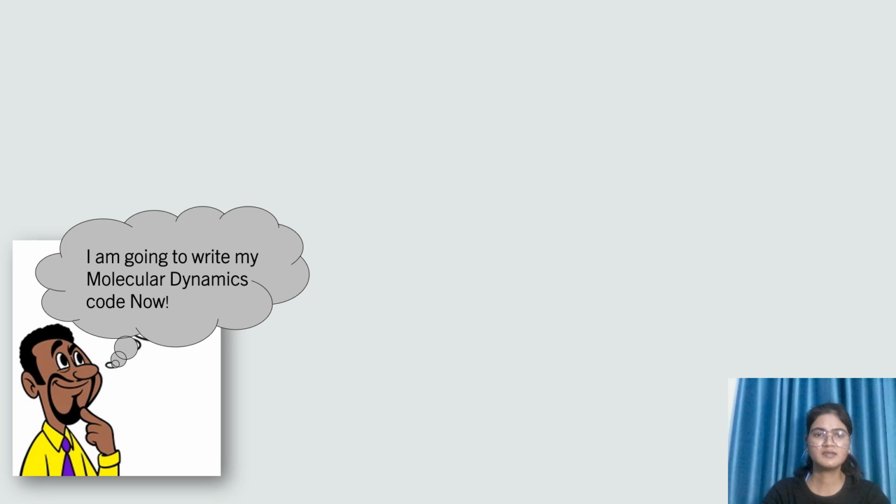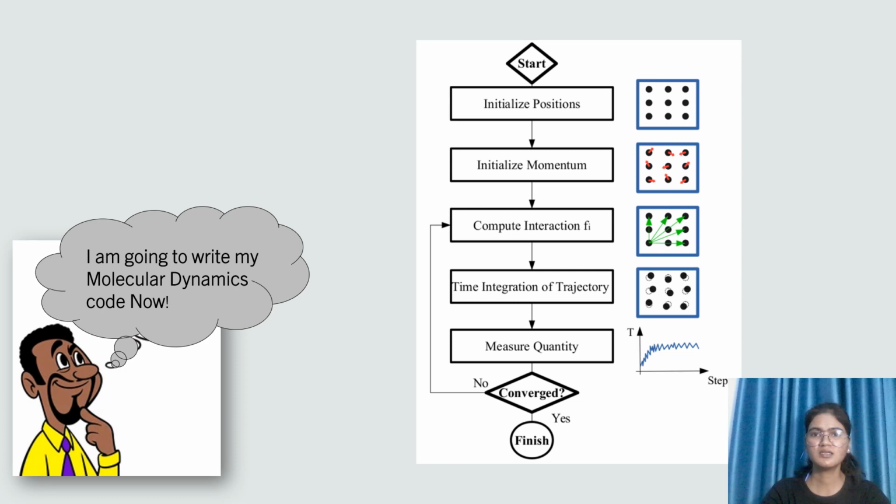I'm going to write my molecular dynamics code now. Before this, here is a flow chart. First, we start with the initial position. I wrote the initial position code to define the initial position of the particles. Then we make some changes in the parameters, for example in temperature, velocities, and kinetic energy. Then we see the new position of the particles.